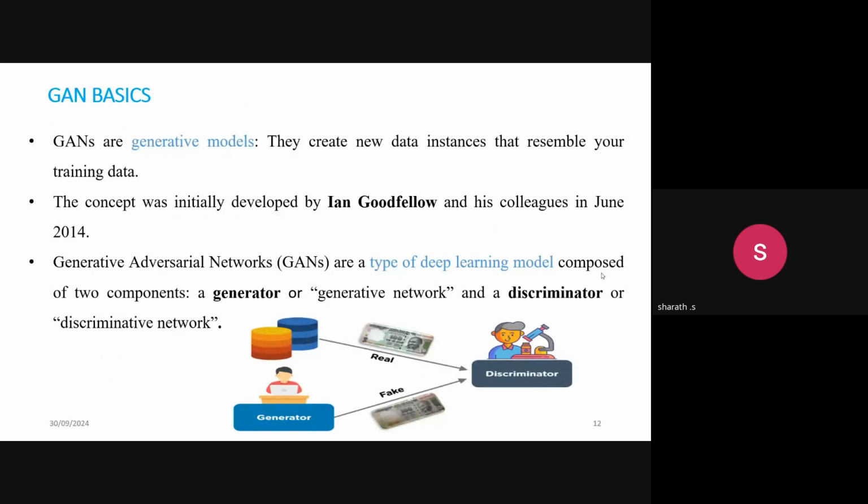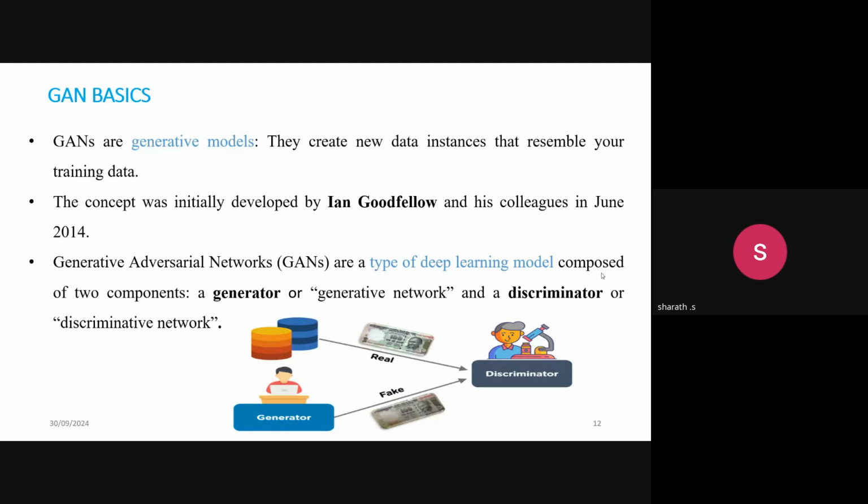GAN basics. So what is GAN? GAN is generative adversarial networks. GANs are basically generative models. This was first developed by Ian Goodfellow and his colleagues in June 2014. GANs are typically deep learning models composed of two components. One is the generator, which we call a generative network, and the discriminator, which is a discriminative network.